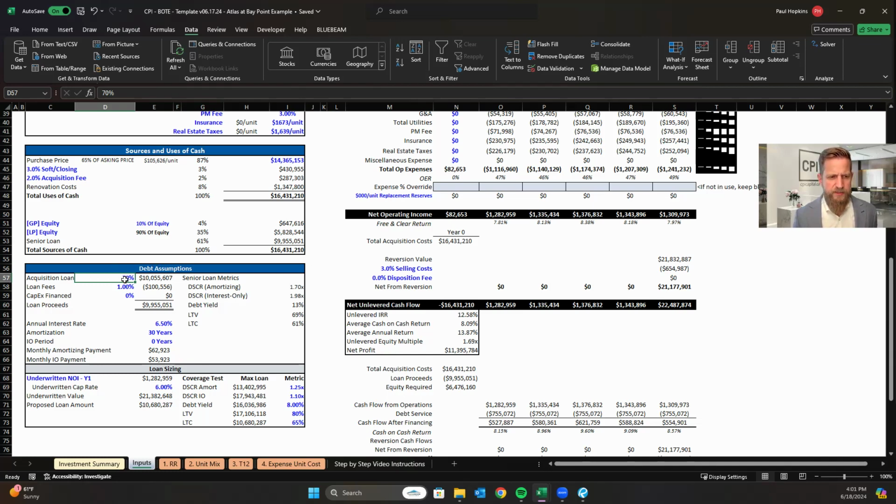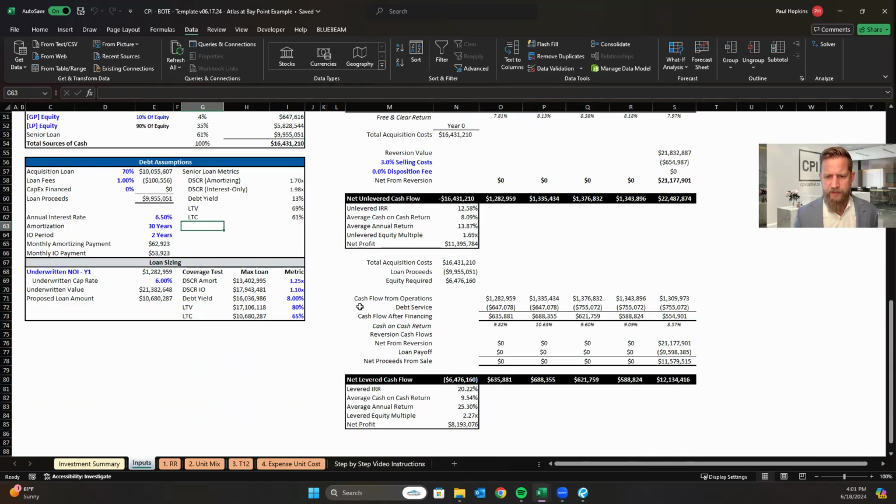So 70% loan to value. You're going to have a 1% loan fee. CapEx finance, this is if you're using any type of bridge debt or anything like that. You're plugging in your interest rate, your amortization rate, and how many interest-only years you are using. So let's just say 2 years of interest only. Okay, and then that should have changed. Yep, it did increase the IRR by having an IO period of 2 years.